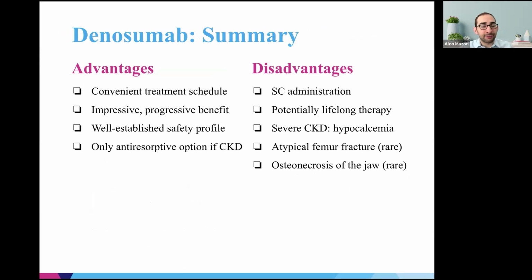However, this is potentially lifelong therapy because of the risk of discontinuation. In severe CKD, there's a risk of hypocalcemia. It can be mitigated with proper supplementation of calcium and vitamin D. And again, the risks of atypical femur fracture and osteonecrosis of the jaw.